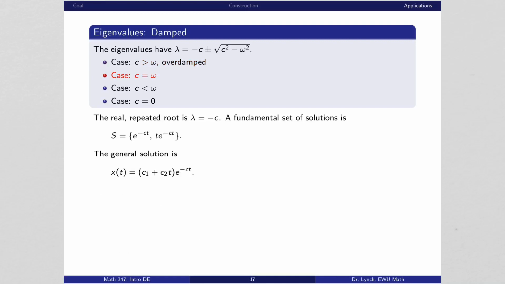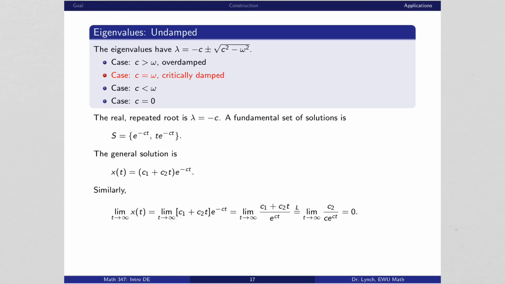The second case is where c is equal to omega. In this case we have a real repeated root of minus c, and the fundamental set of solutions is e to the minus c t, and as we saw last time, t times e to the minus c t. The general solution is a linear combination of those linearly independent solutions, and here too the long-term behavior of the system is that it tends to 0 as t goes to infinity.